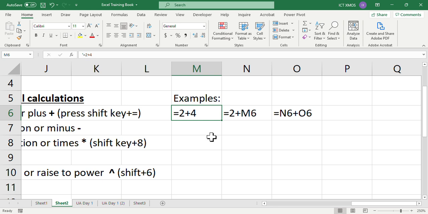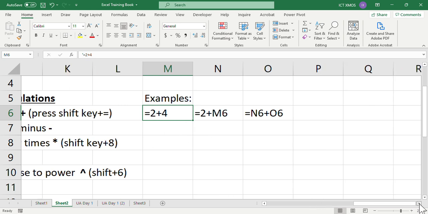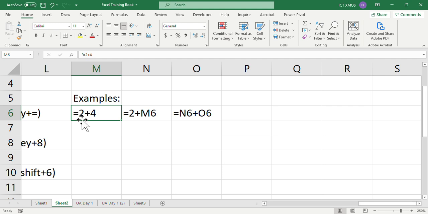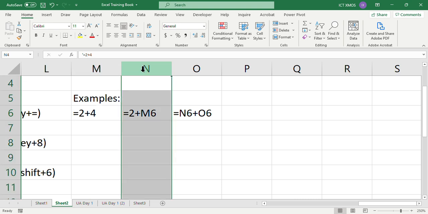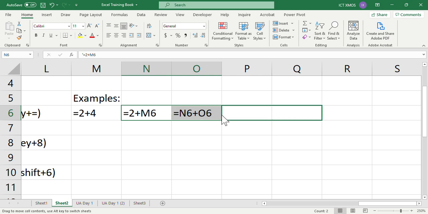So what we have on the screen are the examples of additions. The first one is that you can have numbers only. You can add numbers directly, 2 plus 4. If I enter the formula 2 plus 4, Excel will give us 6 directly. I only did it this way so I can show you the end result.